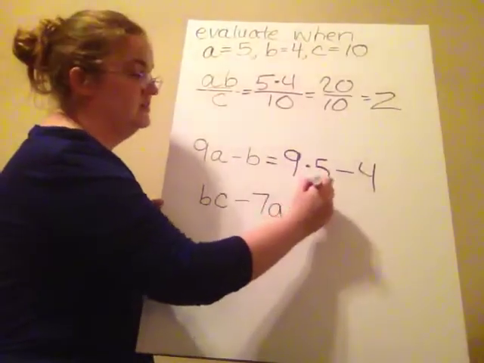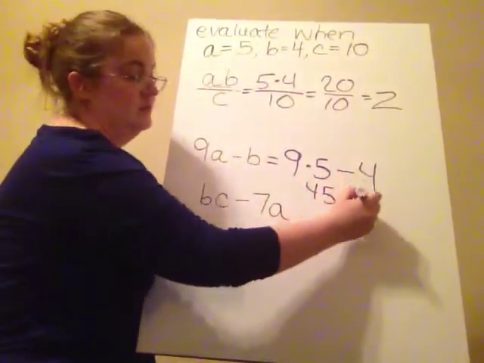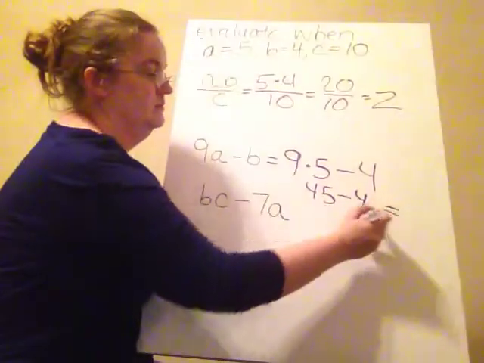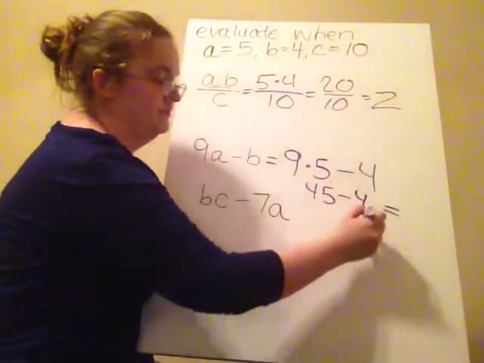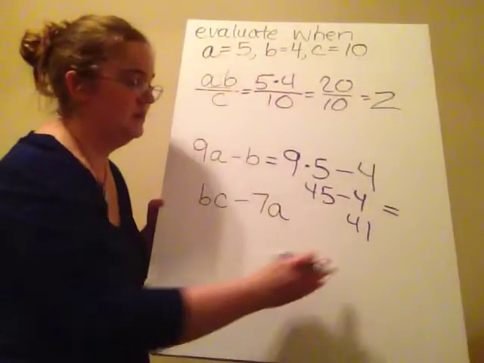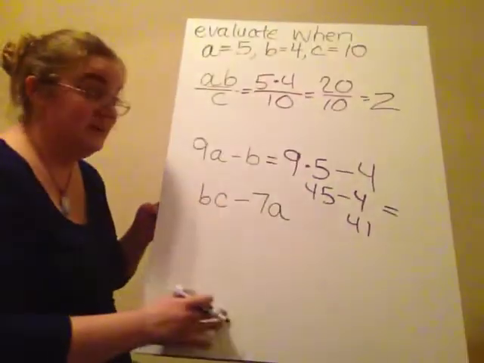9 times 5 is 45. Minus 4 comes out to 41. And I'm all done. That's it for that problem. It's an extra long one. Alright, let's take a look at this one.